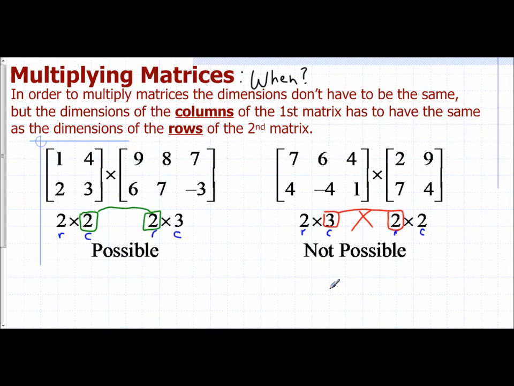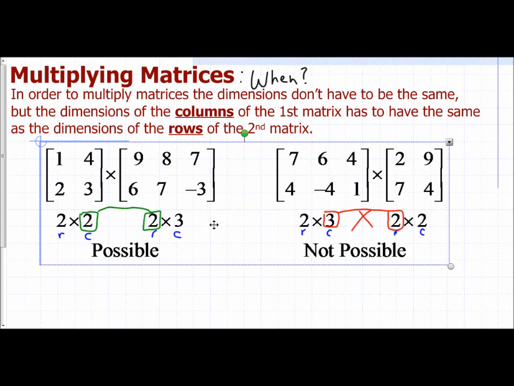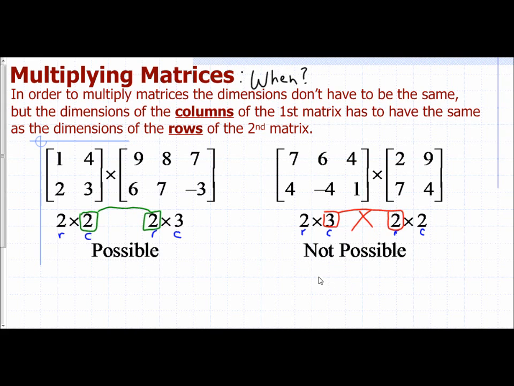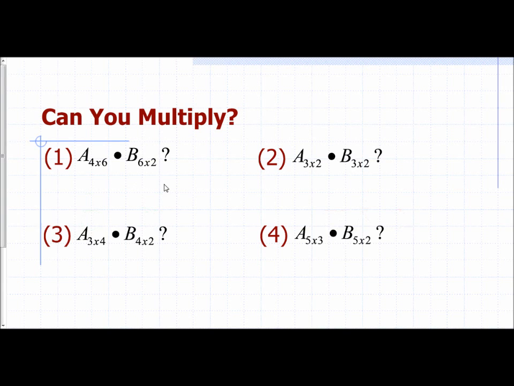So the trick to determine if two matrices are able to be multiplied is, when you write down the dimensions of your matrices, see if the inside numbers are the same. If they're the same, it's possible to multiply. If they're different, then it's not possible to multiply.